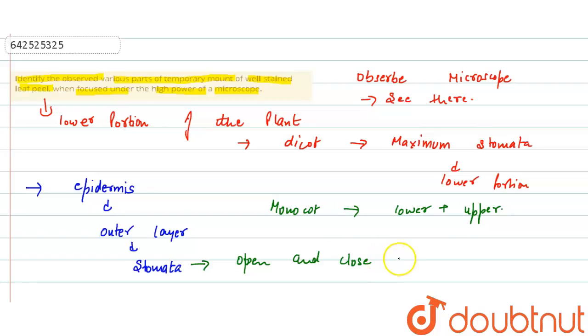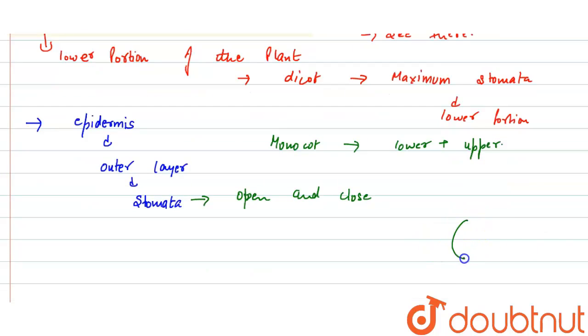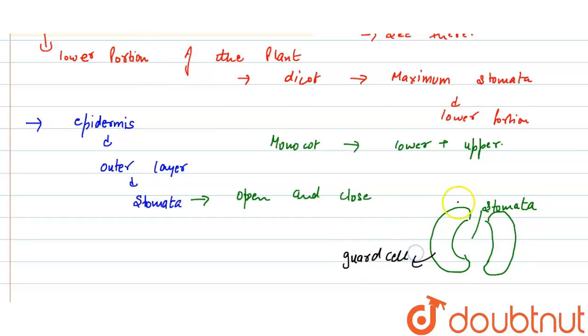Now, outside the stomata, suppose this is the stomata region, we have the stomata here. Outside the stomata, we have the bell-shaped guard cells. These are called guard cells. They are the thick covering which helps in protection also.